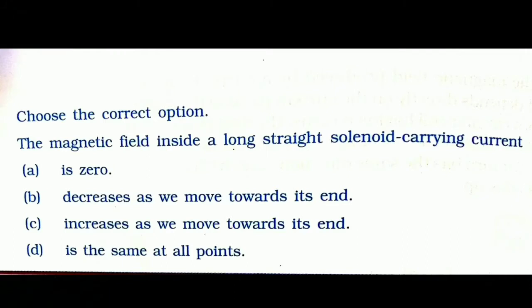Next question. It is an MCQ. Choose the correct option. The magnetic field inside a long straight solenoid carrying current. The options are: first one is 0, second one is decreases as we move towards its end, third one is increases as we move towards its end, and the last option is it is the same at all the points.